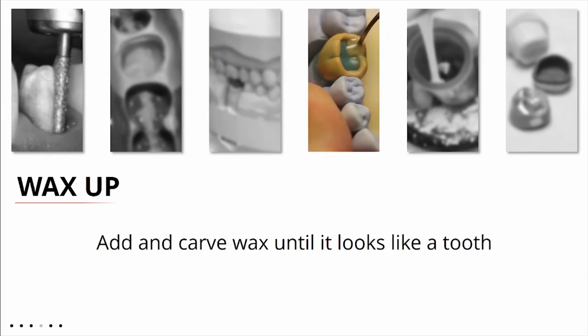So the next step then is to wax up the tooth, and in doing so, we're going to add wax to that stone mold, and we're going to make it look like a tooth. So we're going to have a whole wax pattern that is in the shape of the tooth that we want it to look like in the end.